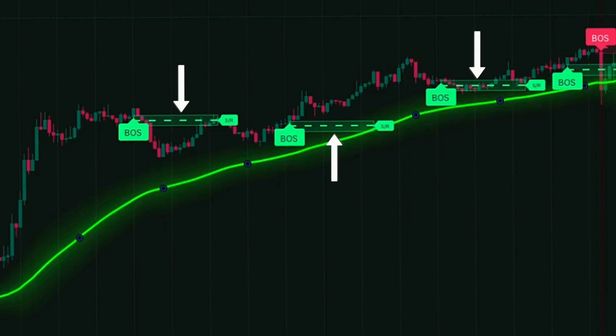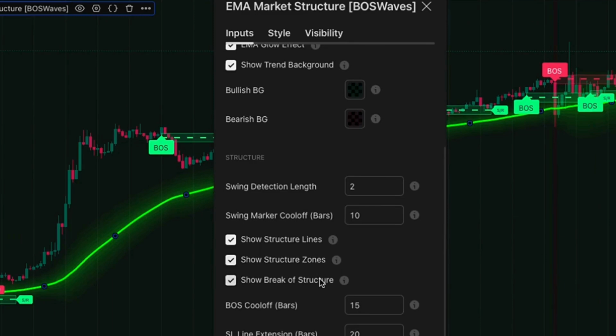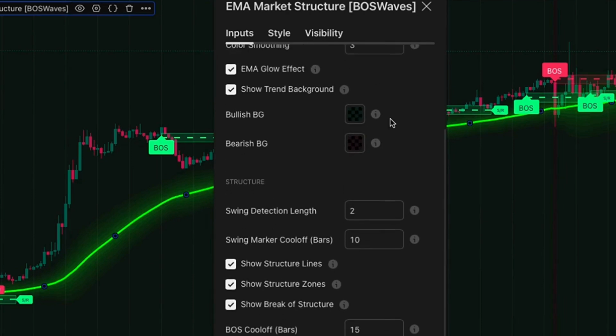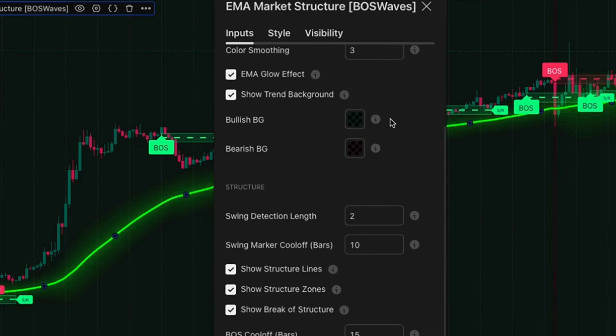The SR boxes are automatically created zones based on swing points, and they mark areas where price has previously reacted. These tend to be important levels during entries. Break of structure labels should always stay on, because they serve as your confirmation signal. Finally, visual preferences like colors or background shading don't affect performance. They simply help you read the chart more clearly.